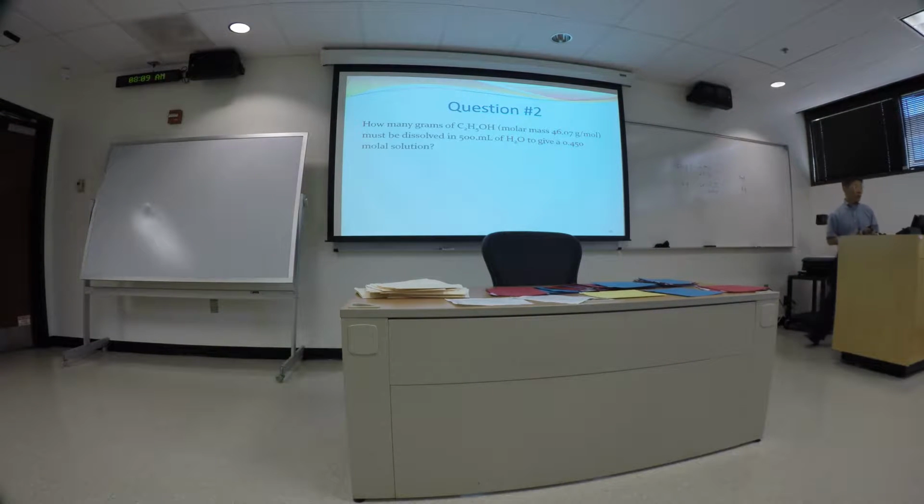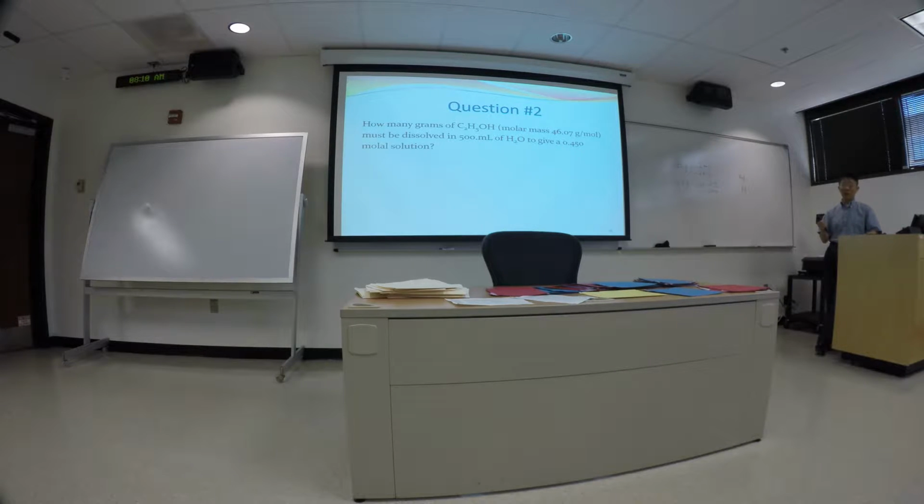Okay. Another type of question is that we can ask you, if you want to prepare a solution with 0.450 molality, and the total volume is 500 milliliter, how many grams of ethanol do you have to put in there? You can calculate the molality there. Now, for this particular question, we assume you know the density of water is 1 gram per milliliter. So 500 milliliter will be 500 gram, and 500 gram will be 0.5 kilogram.